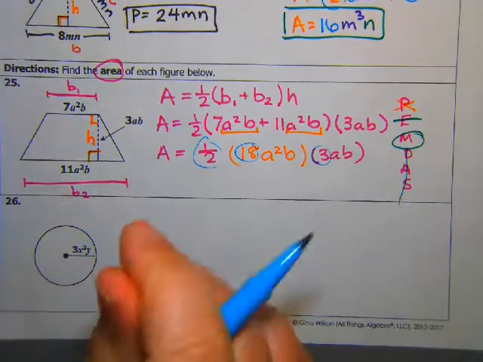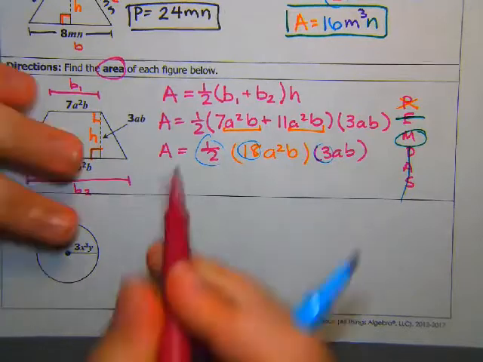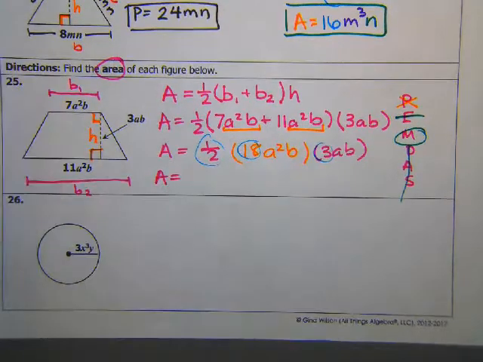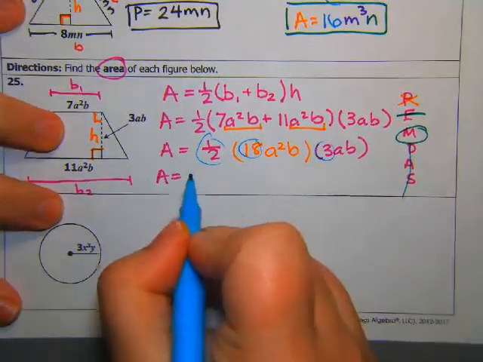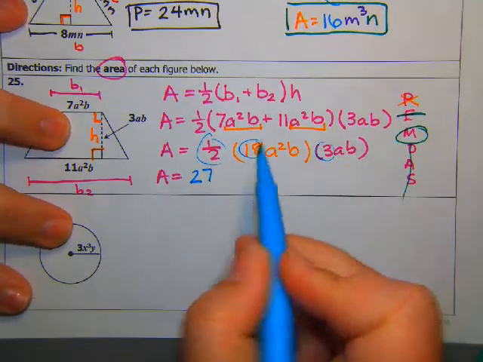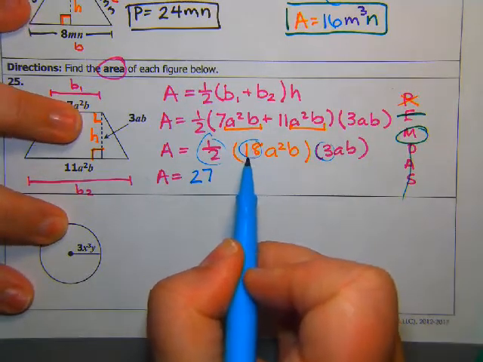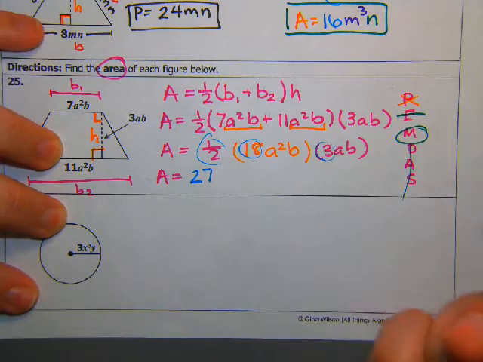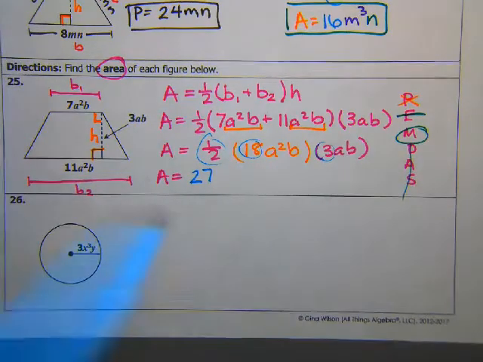So that equals, and I'm just going to tell you right now that that's 27. And the reason it's 27 is because half of 18 is 9. 9 times 3 is 27. So that's how I got it. Again, using a calculator is totally fine.